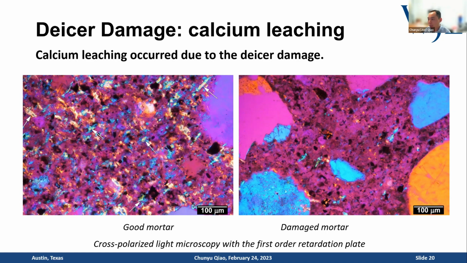In a good mortar, you will see those calcium hydroxide crystals evenly distributed in your hydrated cement paste matrix. But after the deicer damage, on the right, you barely see those calcium hydroxide crystals. This is a direct evidence or indicator of calcium leaching due to the deicer damage, due to the formation of calcium oxychloride, these crystals.